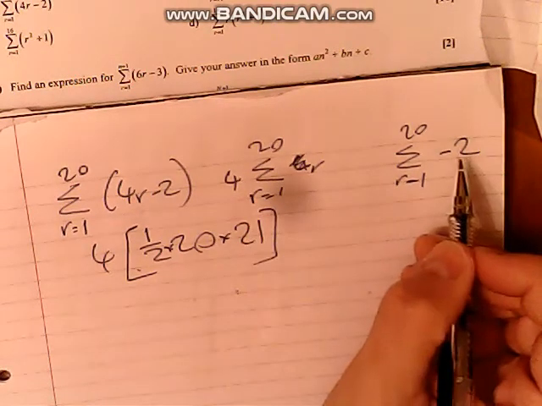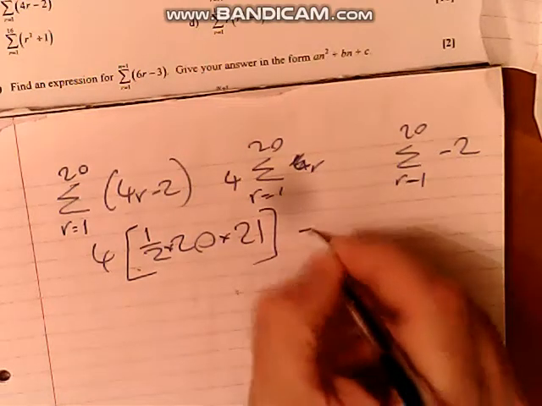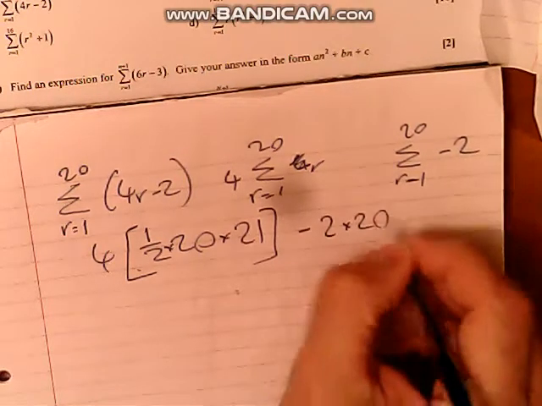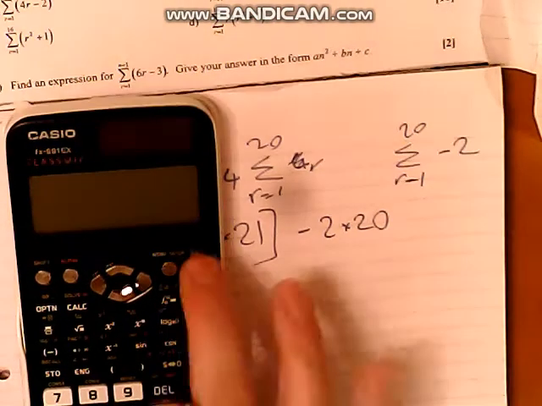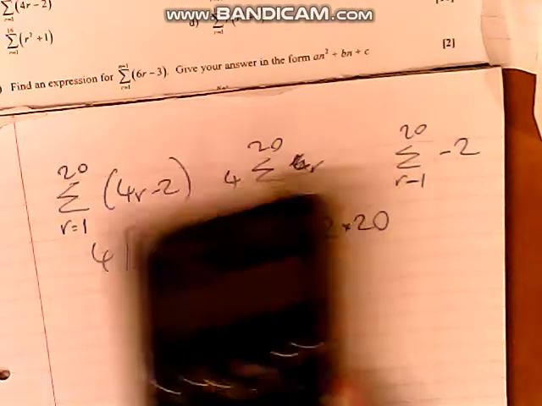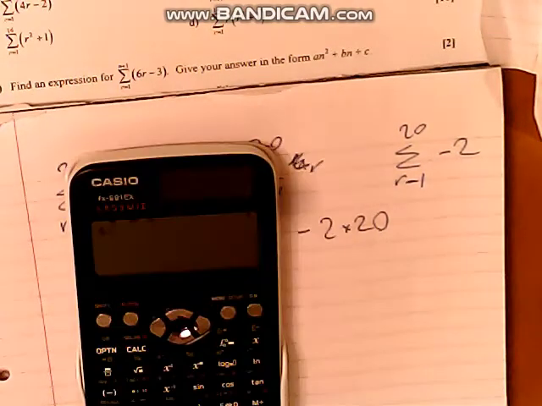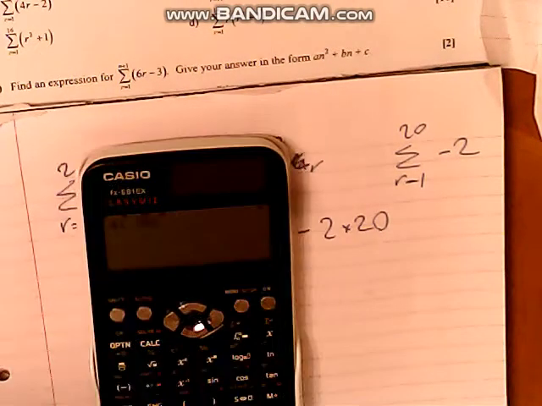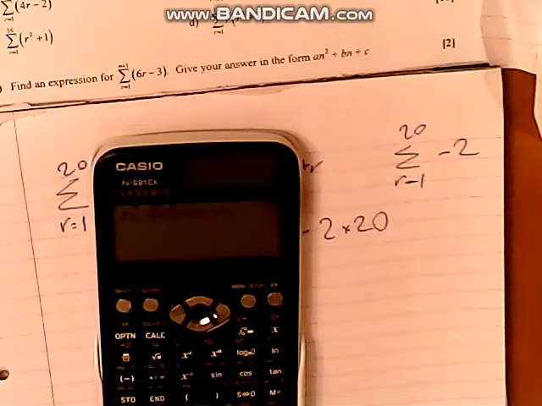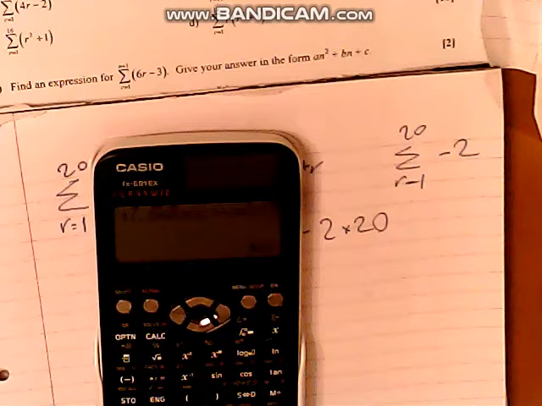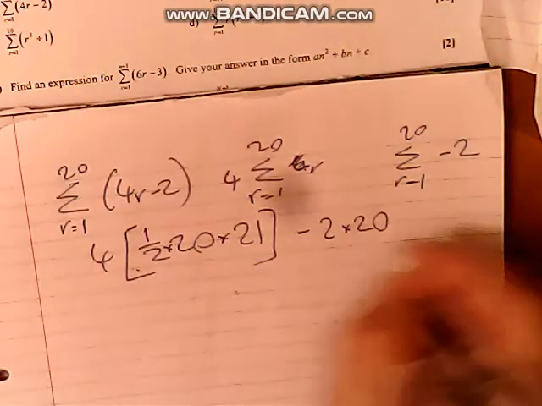This one is minus 2. You just got to think all I've got is minus 2, 20 times, so it's just going to be minus 2 times 20. Type all this into your calculator, which is 4 times 1/2 times 20 times 21 minus 2 times 20, which equals 800. That's good.